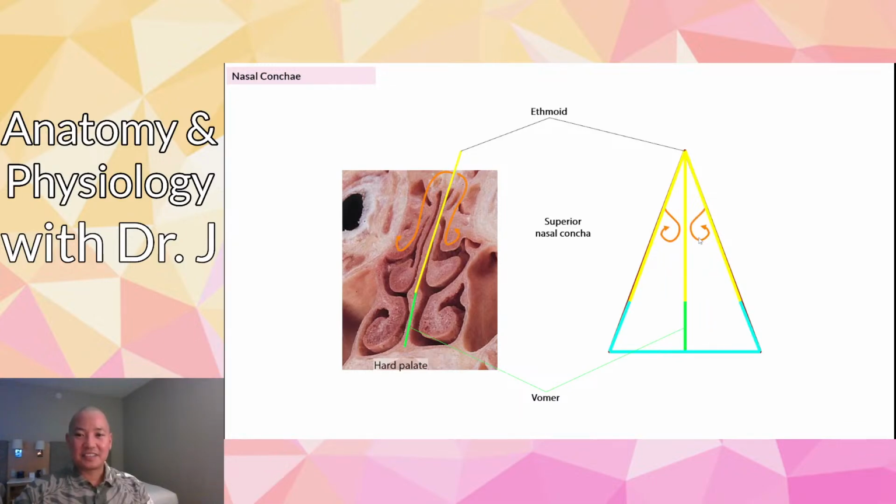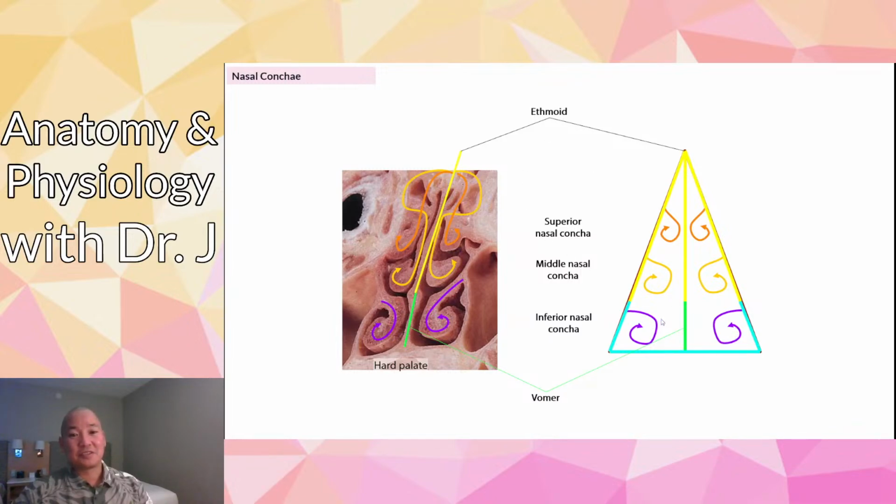Then you have the superior nasal conchae, which extend off the ethmoid. You also have the middle nasal conchae, which extend off the ethmoid as well. But the inferior nasal concha are not part of that ethmoid, so they're their own bone.